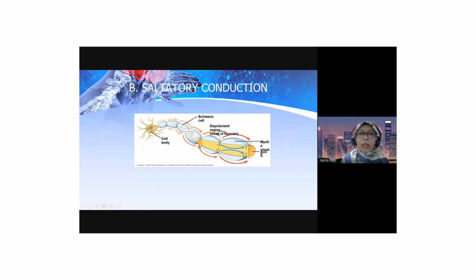Saltatory conduction is faster compared with continuous conduction, because in saltatory conduction the action potential jumps from one node of Ranvier to another. But in continuous conduction, of course, the action potential just moves continuously throughout the axon. It does not jump.